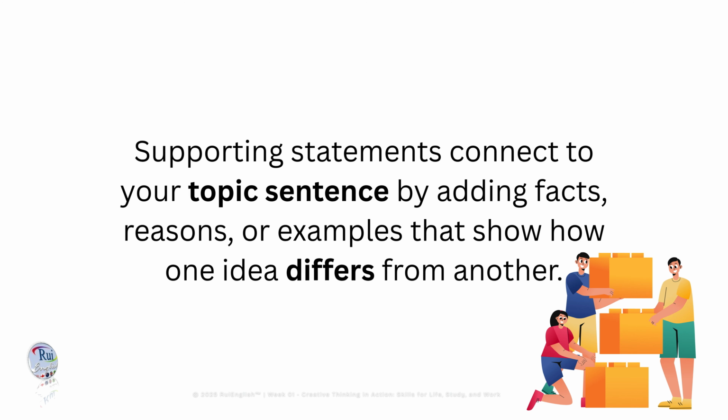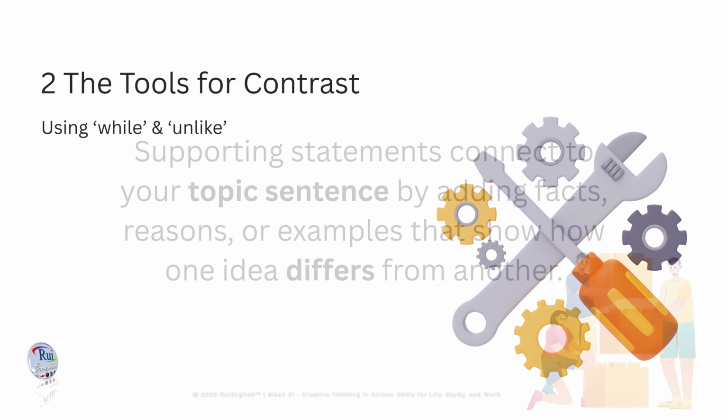And here's the key to making it work. You've got your main point, right? Your topic sentence. Everything else you write, all the facts, the reasons, the examples, has to tie directly back to that main point. That connection is what gives your writing its punch, especially when you're showing, like we see here, how one thing is totally different from another.